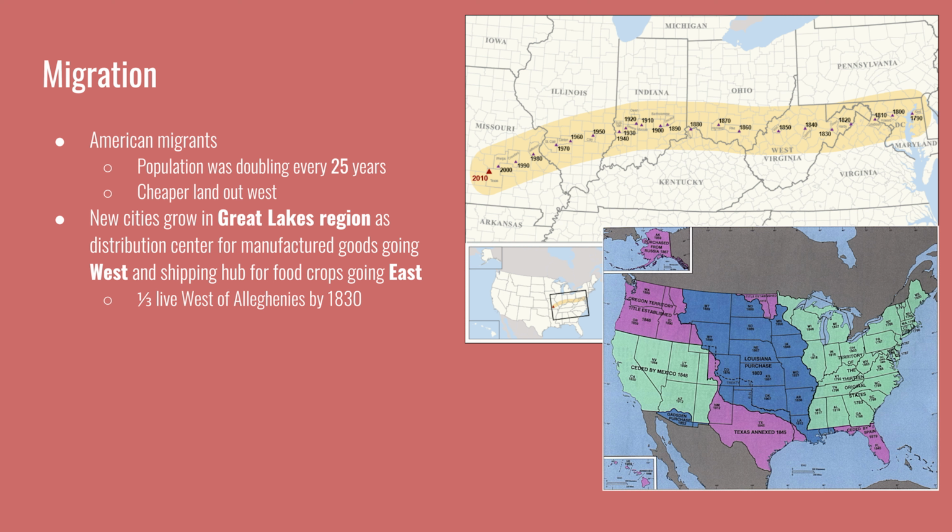The map on the top right shows where the mean population center is located in the United States, starting in 1790 all the way to 2010. It shows a constant movement west that follows the Ohio River.